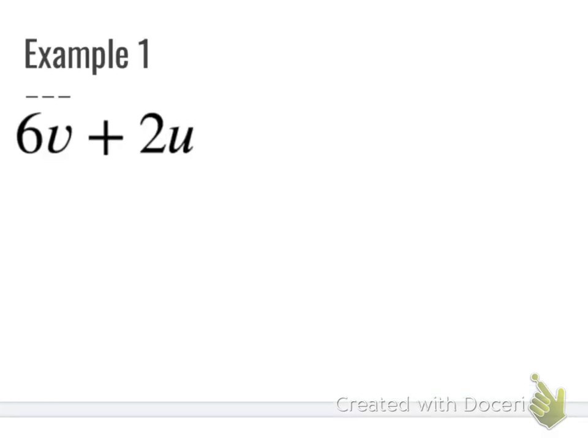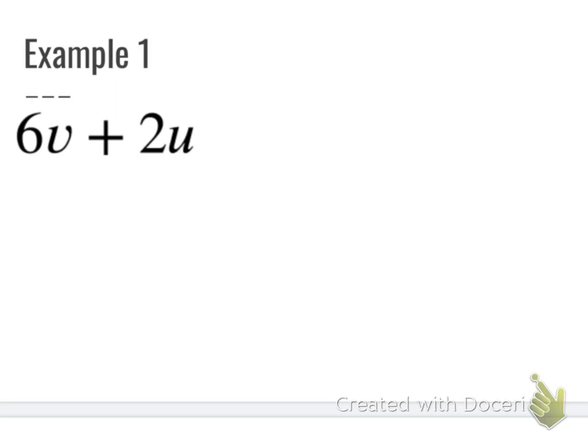So example 1, we have 6v plus 2u. Yesterday we talked about a quicker way of doing this with our variables. We look at the variables and see if we have anything in common. In the first term we have just a v, and there's no v in the second one. In the other one there's just a u, and there's no u in the first one. So we know there's going to be no variables attached.